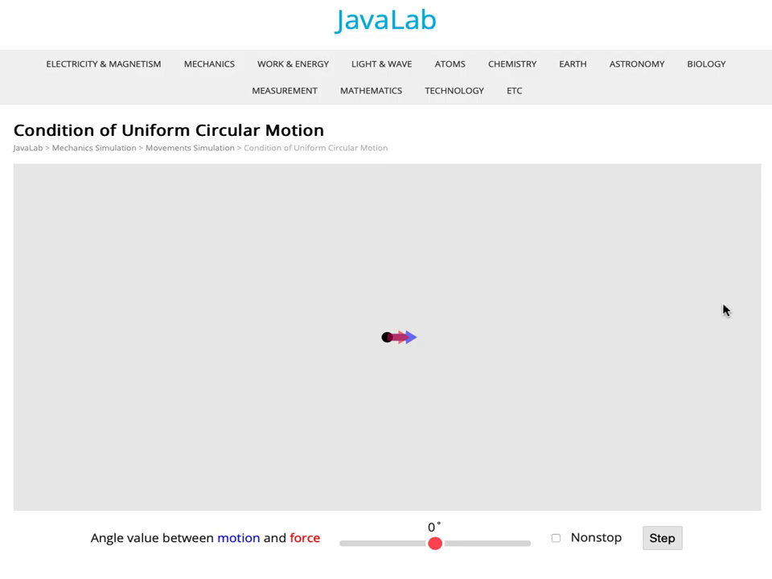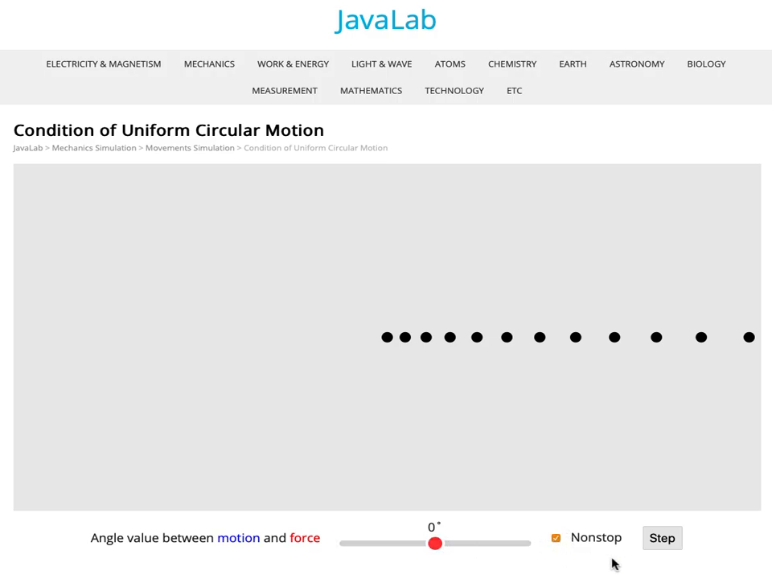In this simulation, we're going to see what it takes to make something move in a circle. So you see that there's two arrows, there's the motion and there's the force. If the force is pointing in the same direction as the motion, let's see what happens. It moves in a straight line. It speeds up and it moves in a straight line.